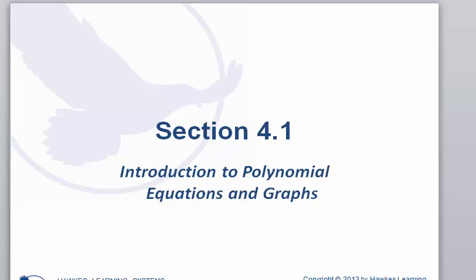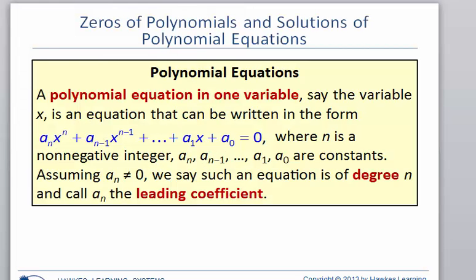We'll now continue our discussion on section 4.1, talking about polynomial equations and their graphs. Let's review for a second the definition of a polynomial equation. Remember that a polynomial equation in one variable, say the variable is x, is an equation that can be written in the form a sub n x to the n plus a sub n minus 1 x to the n minus 1, and so forth.